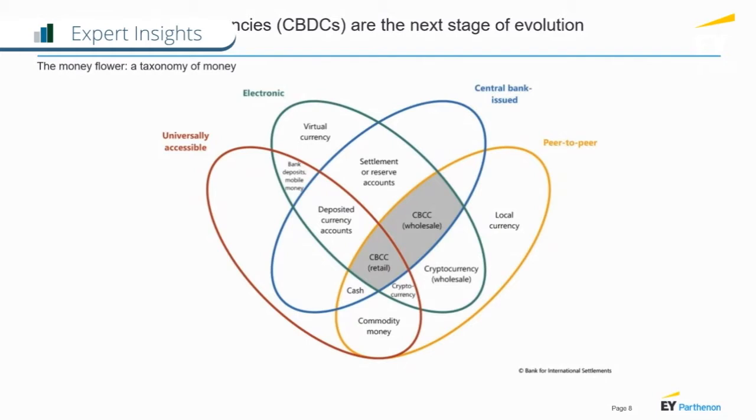And there are two basic models, and we'll talk about those a little bit later on as well. The first is a wholesale model, which targets a medium of exchange or a payments functionality. And the other is a retail model, which targets a store of value functionality, the two highlighted in gray in the middle of that chart from the Bank for International Settlements there.